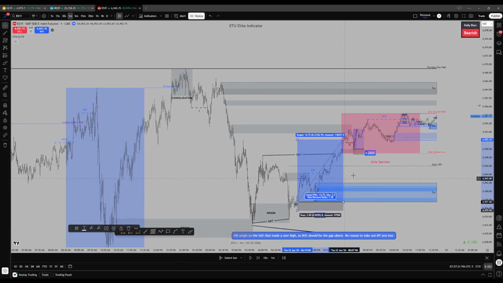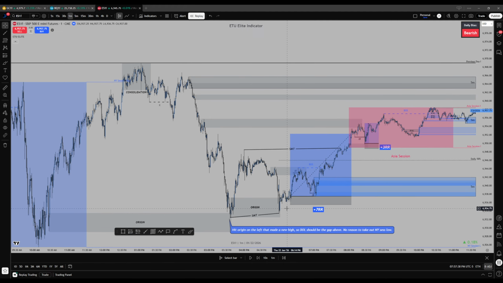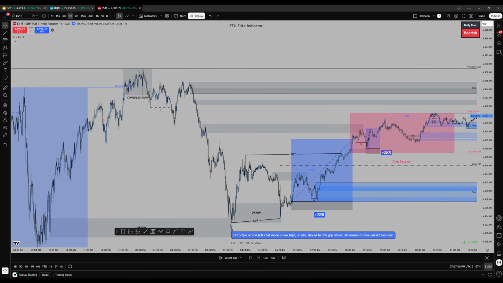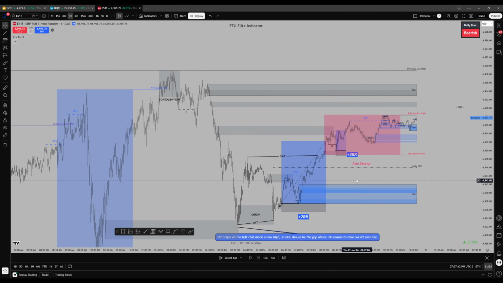Again, this was taken during the ADA session. This was just during kill zone. This was pre kill zone. But like I said, as long as the setup is there and it's a good setup, I'm willing to take it outside of my time ranges.